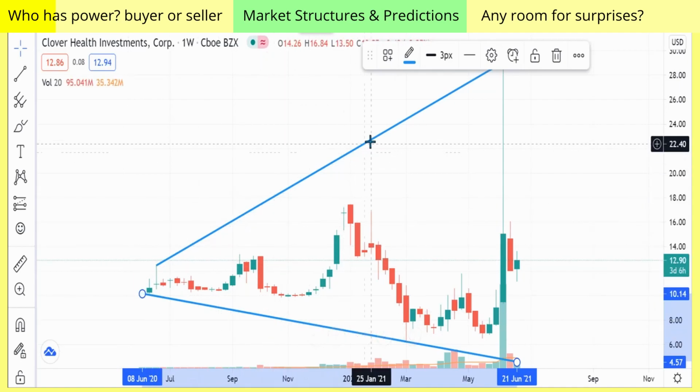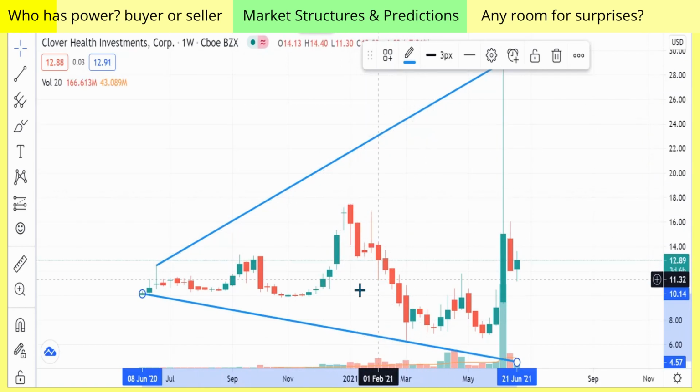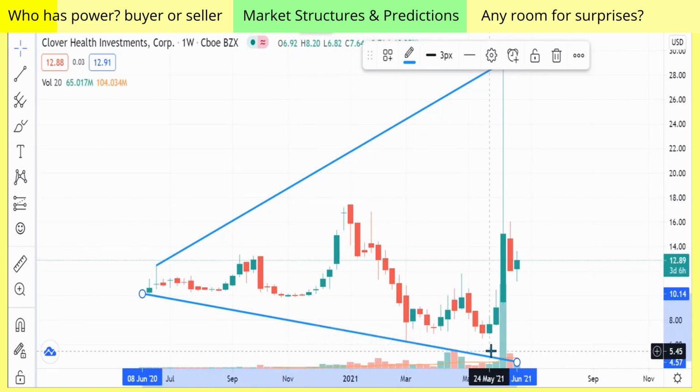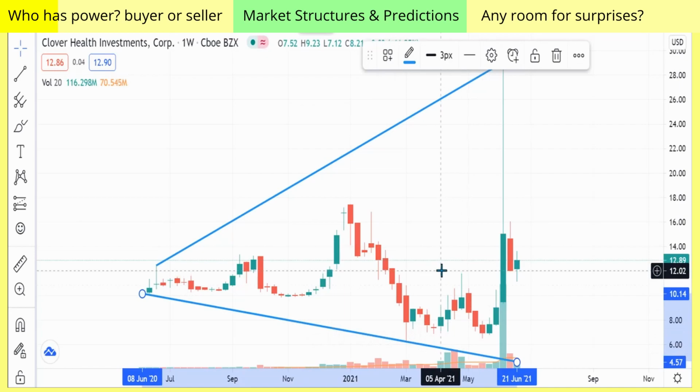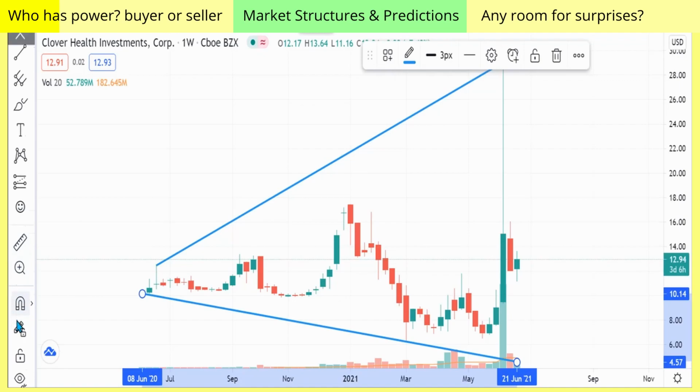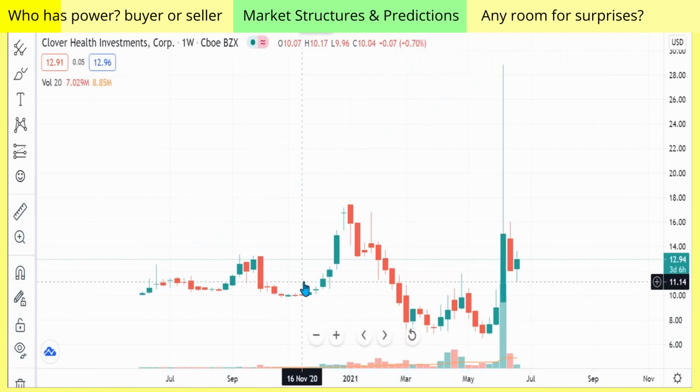When the high keeps going higher and the low keeps going lower, this is basically an expansionary kind of sideways pattern. Okay, once we have understood the nature of this chart, which is sideways, we can do a sideways power analysis and see who has the power. Why do we have a sideways pattern in the first place? It is because there is a power tussle between the buyers and the sellers.